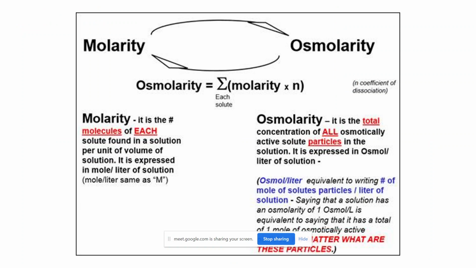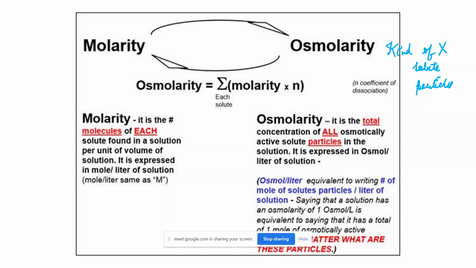Now coming to osmolarity. We all know what molarity is, right? It is the number of molecules of solutes found per liter or per unit volume of your solution. In a similar way, osmolarity is the same. Osmolarity does not depend on the kind of solute particles present, so osmolarity will have no relation to the kind of solute particles.